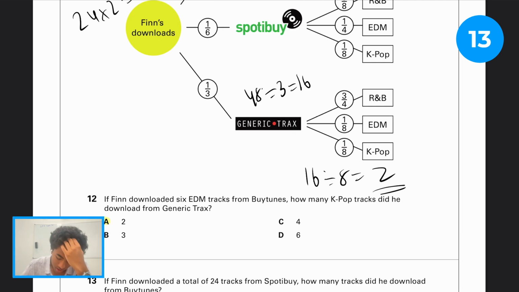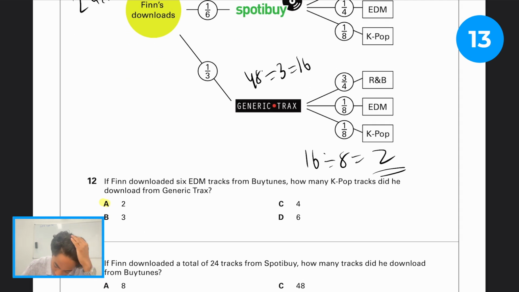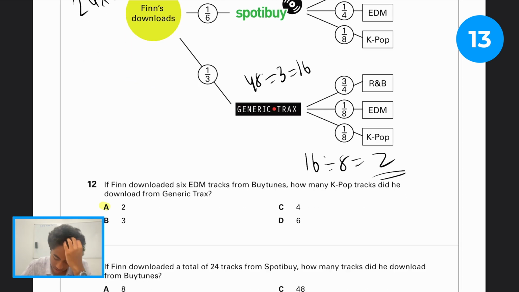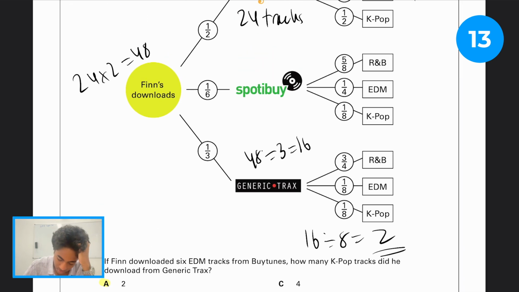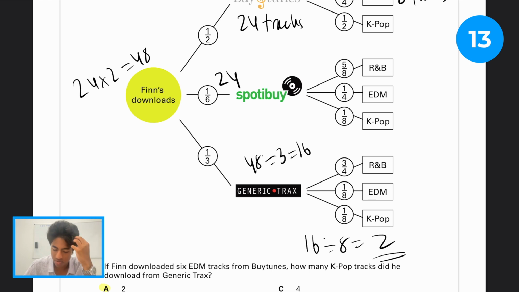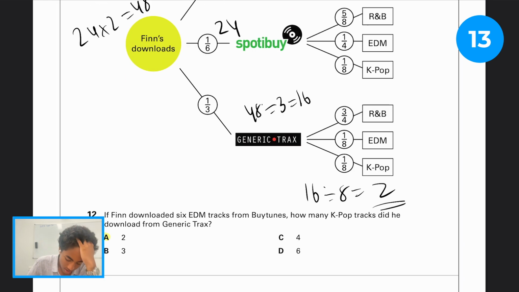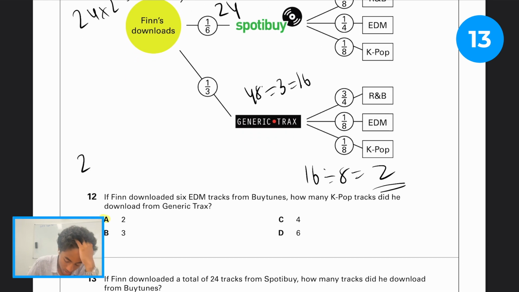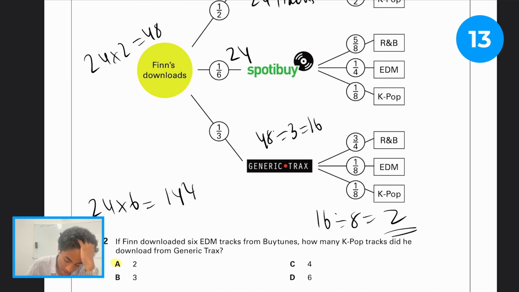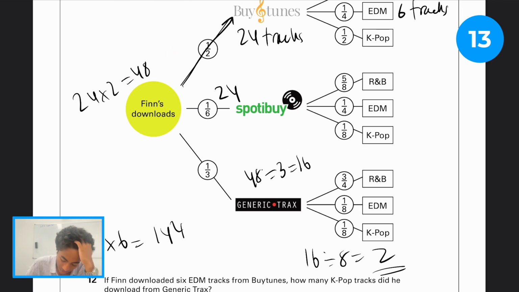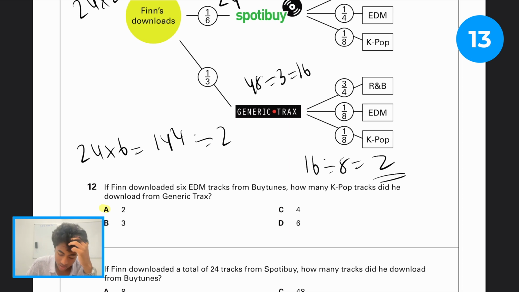If Finn downloaded a total of 24 tracks from Spotify, how many tracks did he download from iTunes? So if he downloaded 24 from Spotify and 24 represents 1/6, that means his total downloaded was 144. And if half of them went to iTunes, that means half of 144, which is 72, went to iTunes.